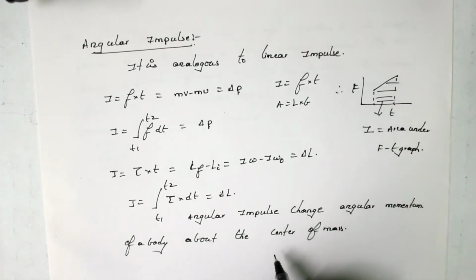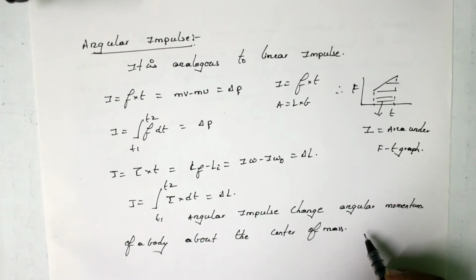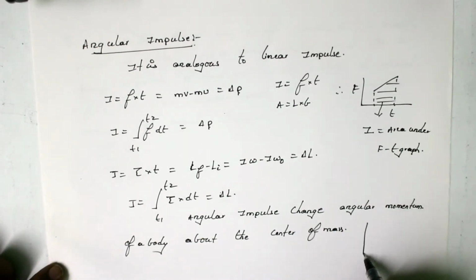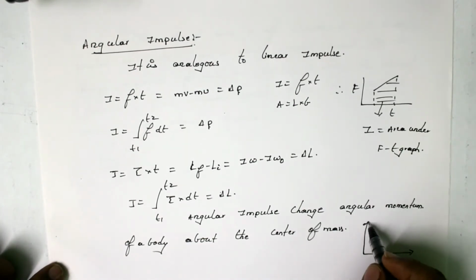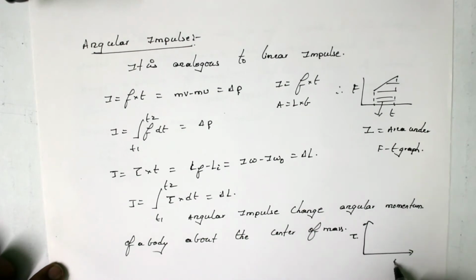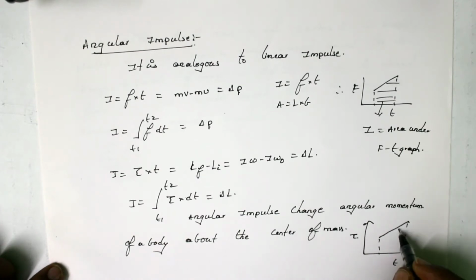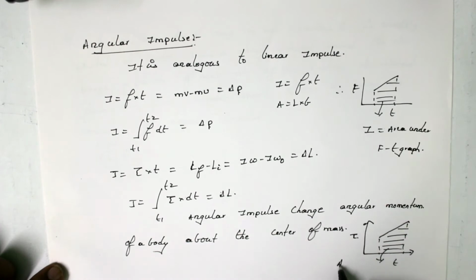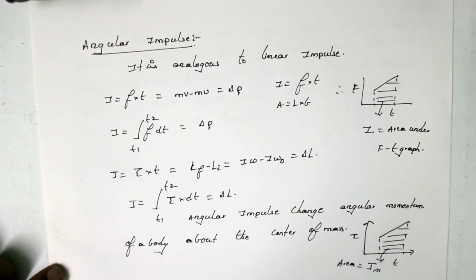Same concept I can write here also. Similarly, if I draw a graph between torque and time, with torque applied on one axis and time on the other, then definitely the area under this torque and time graph should provide the angular impulse of the body. Let us try to understand this concept by considering some examples.